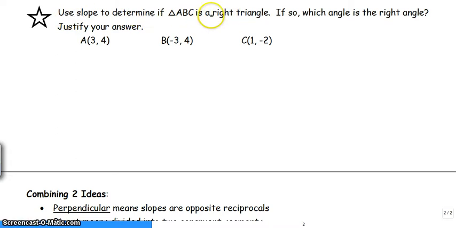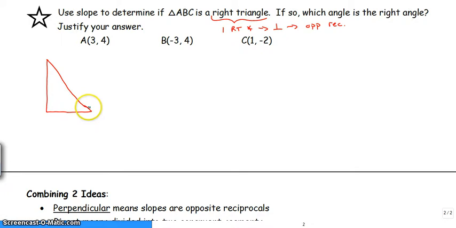And if you recall, in order for it to be a right triangle, it needs to have one right angle. And for it to have one right angle, you have two segments that are perpendicular. For perpendicular lines, our slopes have to be opposite reciprocals. So, what I want us to do is first draw a right triangle.